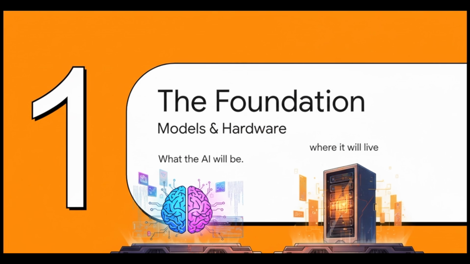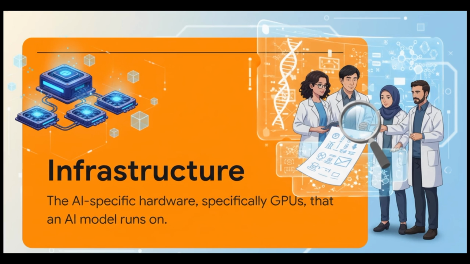Every great building needs a solid foundation. And for AI, that foundation is really built on 2 huge decisions. What is your AI actually going to be, and where is it going to live? So let's start right there. The absolute bottom layer is the infrastructure. This is the raw horsepower, the physical or virtual hardware, almost always these super powerful GPUs that makes everything else even possible.